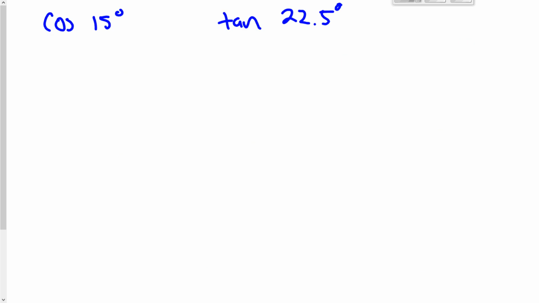So here we can do a couple examples. We find cosine of 15. You might have found this before. So let's go ahead and practice these two examples. Like I said, we've already done cosine of 15, but we were going to do it using a half angle.